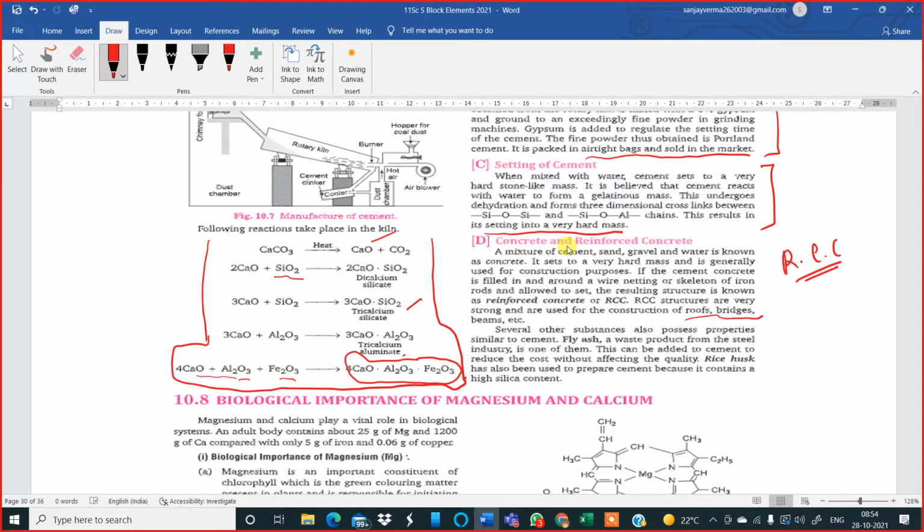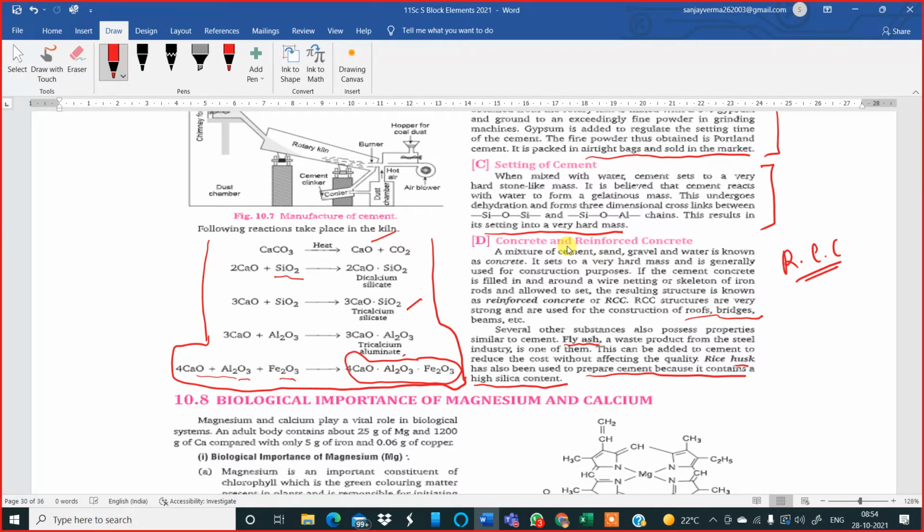Now, several other substances also possess similar properties, like fly ash, a waste product from the steel industry, is one of them. This can be added to cement to reduce the cost without affecting the quality. Rice husk, in the olden days, has also been used to prepare cement because it contains a high silica content. So, this was the manufacture of cement.